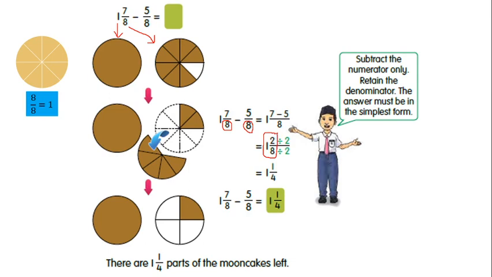But this answer is not the final answer, because 2 over 8 here can be simplified, boleh dimudahkan lagi. So macam mana nak mudahkan? By dividing with 2, then we have 1 over 4. So this is the final answer in the simplified form, right? Look here, the answer must be in the simplest form. Mesti dalam bentuk yang termudah sekali. The earlier answer was correct, but it's not the final answer.